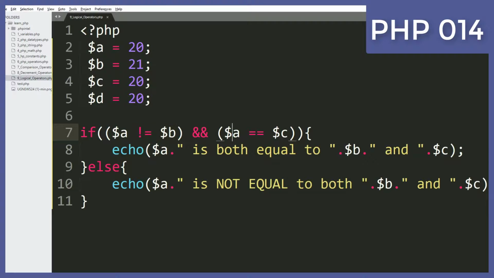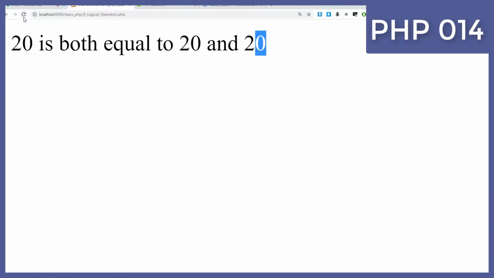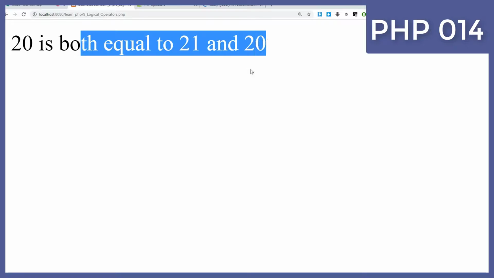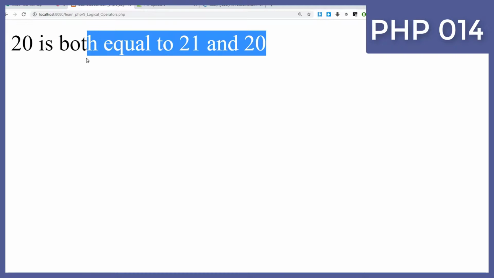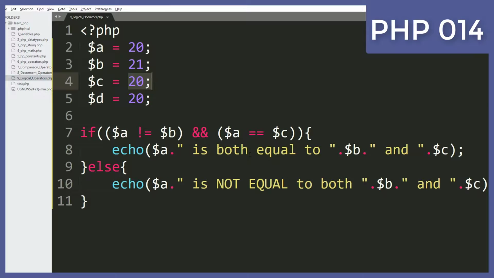Then is A not equal to C? So this is true. Is A equal to C? This is true, because 20 is equal to 20. So if I come and refresh here, you'll see the first bracket. Don't mind what is written, but the first bracket has been executed. So that's how we combine conditions.